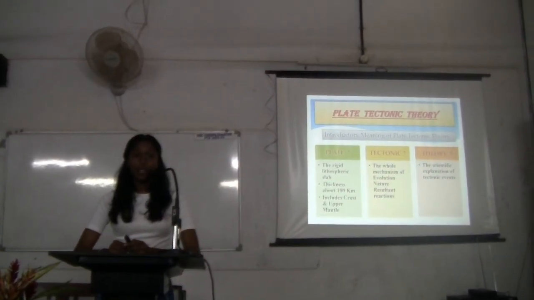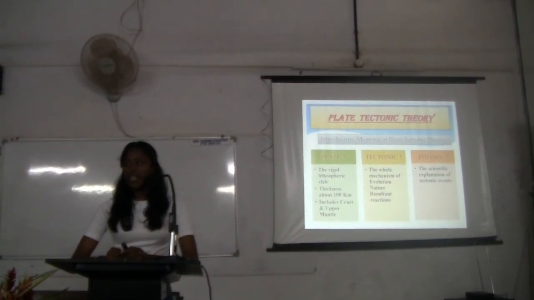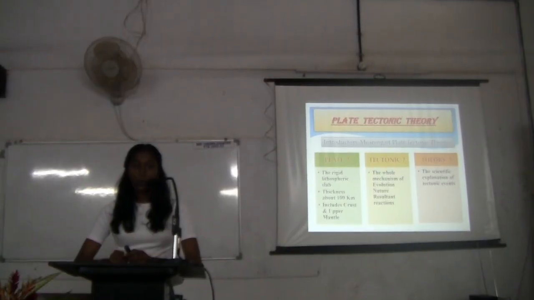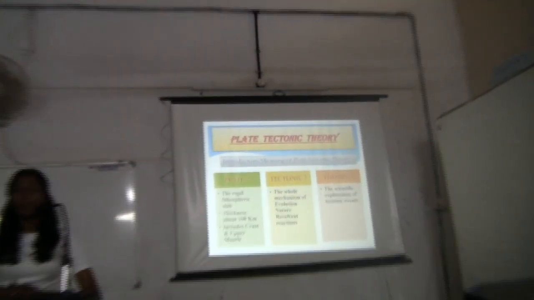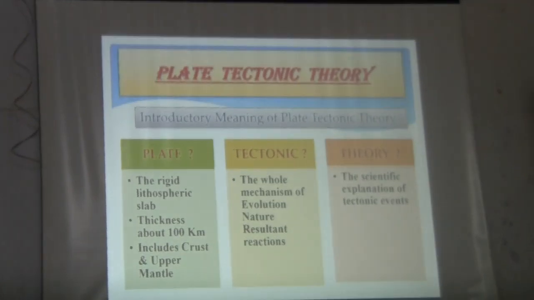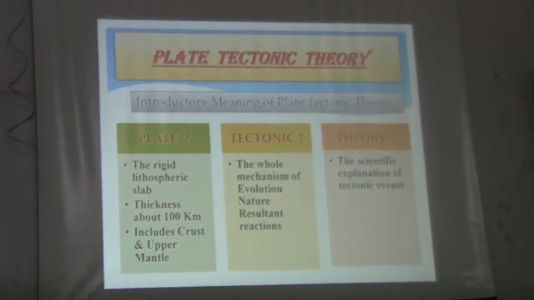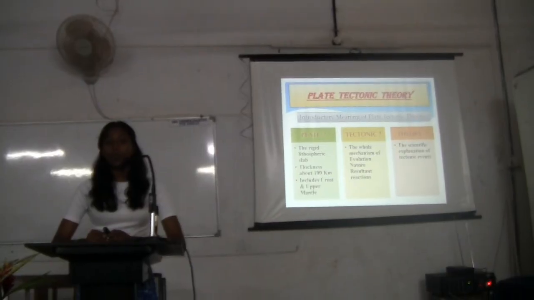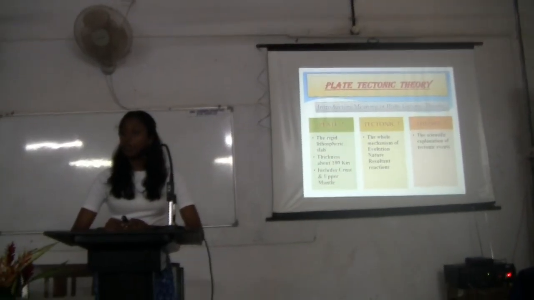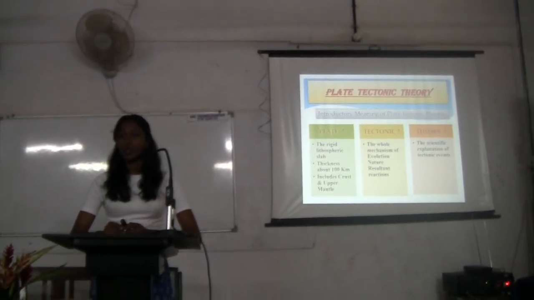On my first slide we have three keywords: plate, tectonics and theory. The first, plate, means the rigid lithospheric slab. It has about 100 kilometers of thickness and is mainly composed of crust and upper mantle. So whenever we talk about plates, we talk about the movement of large rigid lithospheric slabs.